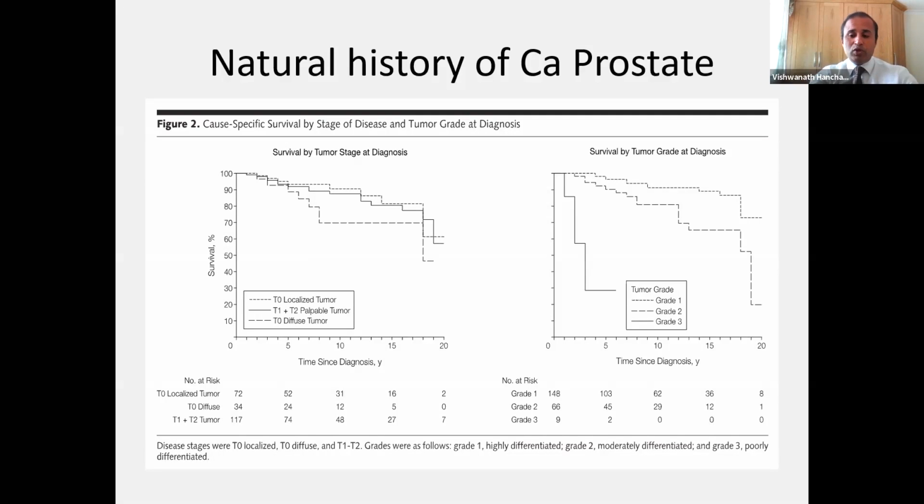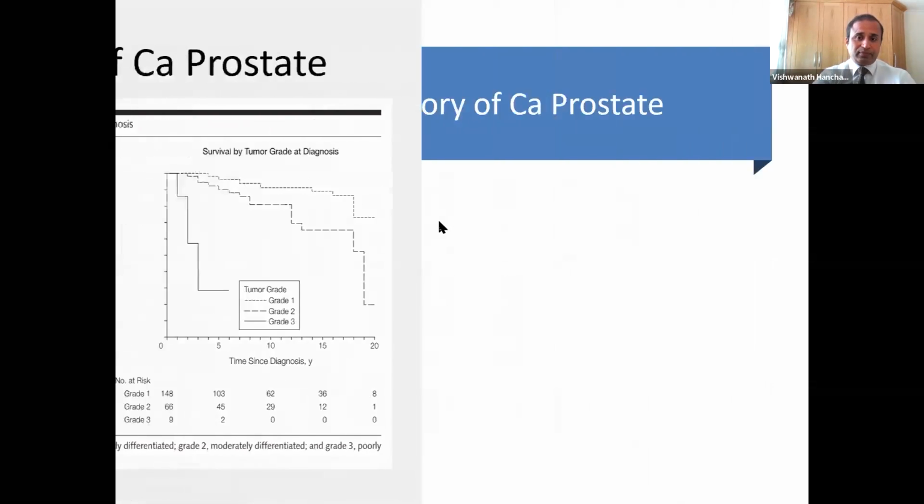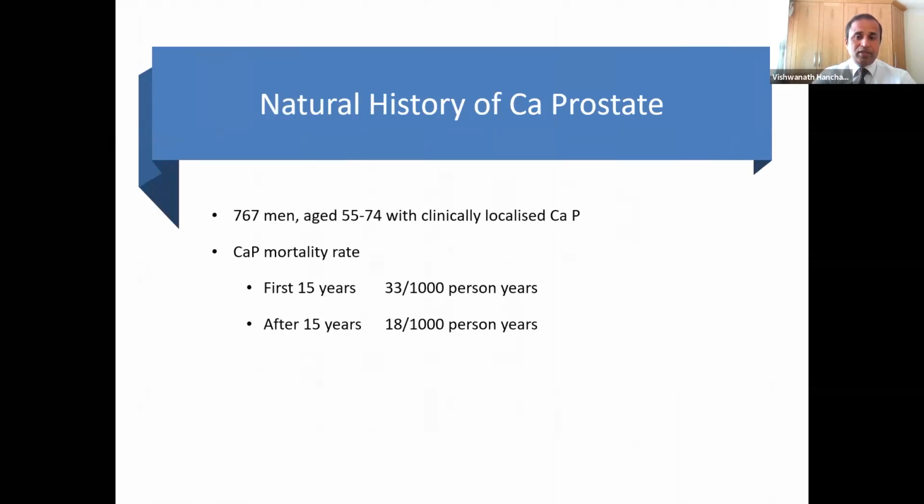This is standard. I think most of you have seen this way back from 2004. It clearly shows that for grade group 1 cancers, the risk of death from the time of diagnosis up to 20 years is very low. On the other hand, for grade 3 it is significantly high. And if you come to the T0 to T1, T2 palpable tumor, it's a similar picture. So that's the gist of this.